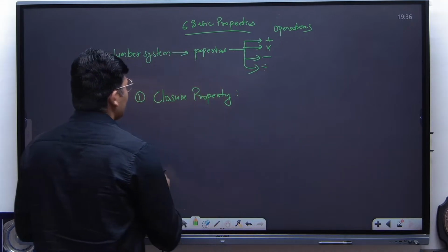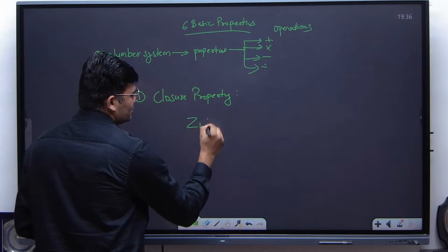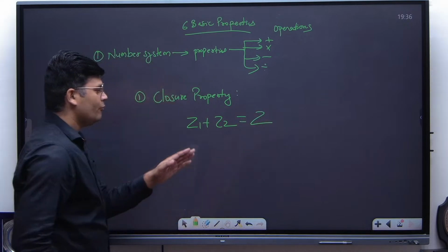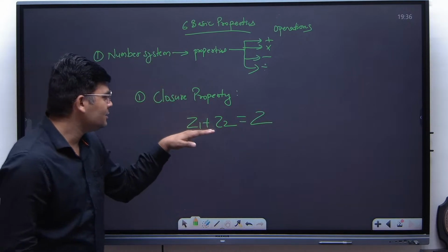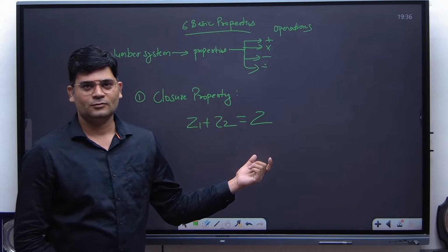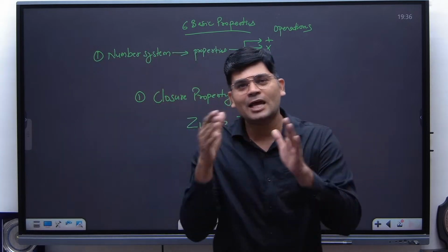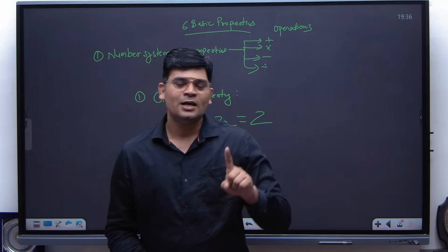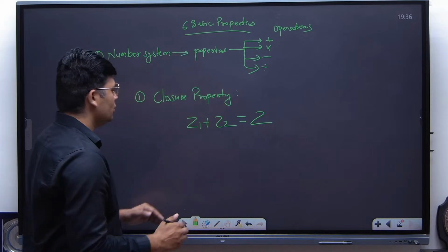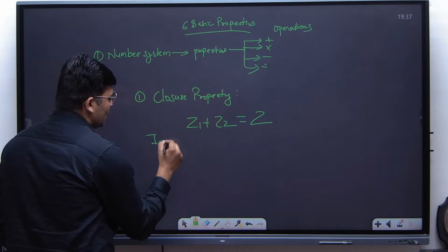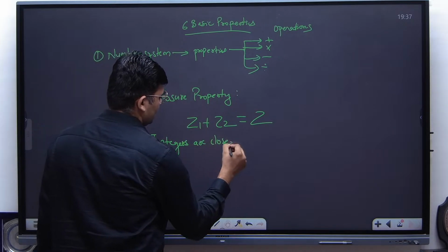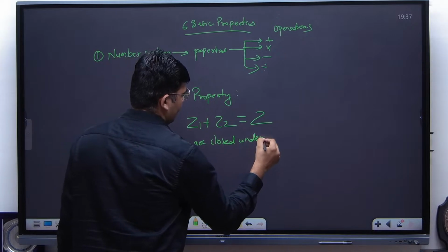So if you do an operation on integers, suppose 2 integers z1 and z2 are added and the result is an integer, we say that integers are closed under addition. You lock a person inside and the same type of result comes outside, we say that it is closed. Otherwise it is open. So we will say integers are closed under addition.